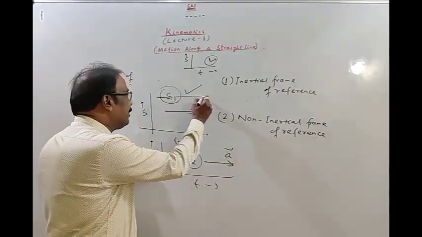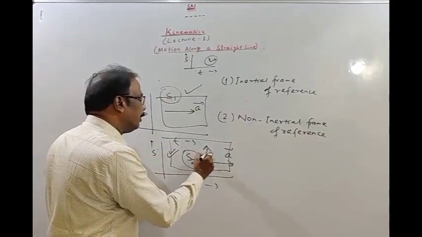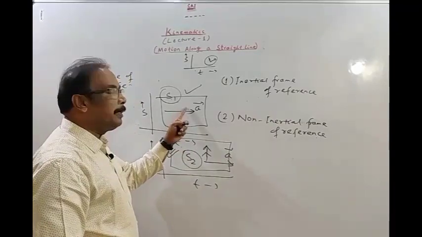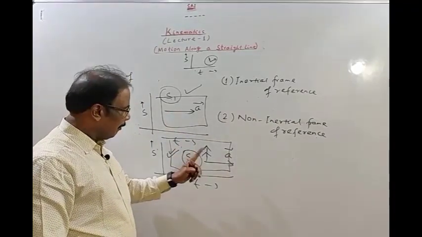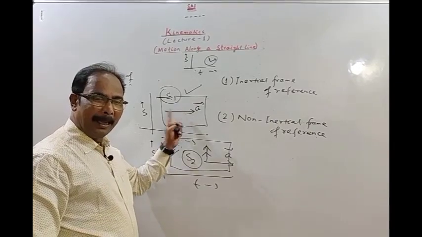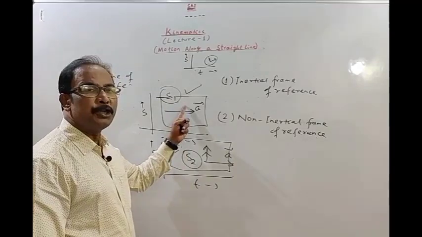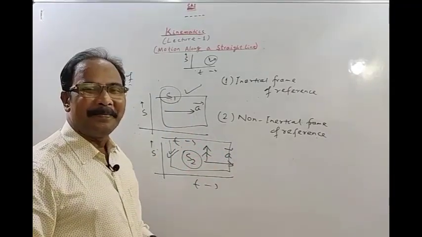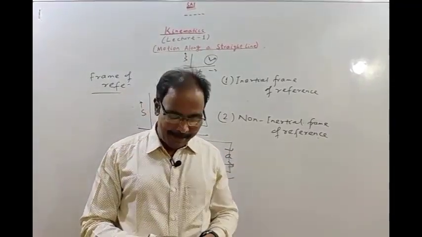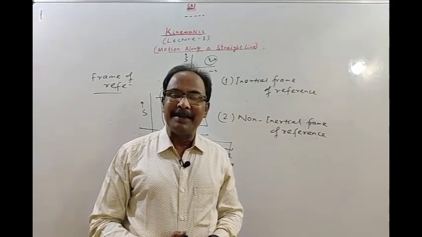This is the cabin of a car, and this is also the cabin of a car. I am sitting inside this cabin and observing this car. Then for my observation, this is inertial. If another person is standing on the road, for him, this is a non-inertial frame of reference. This is the introductory discussion on kinematics.